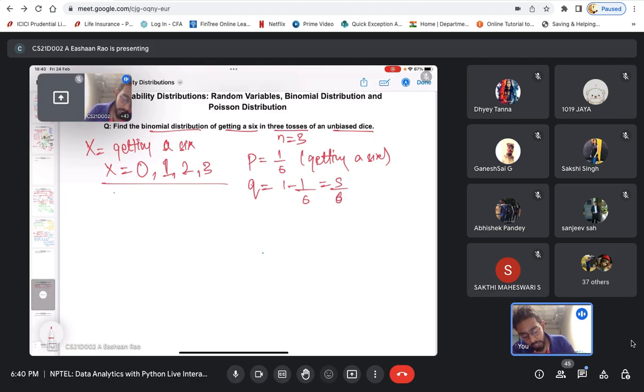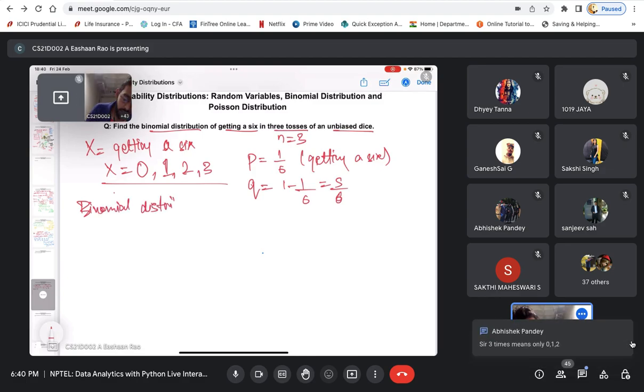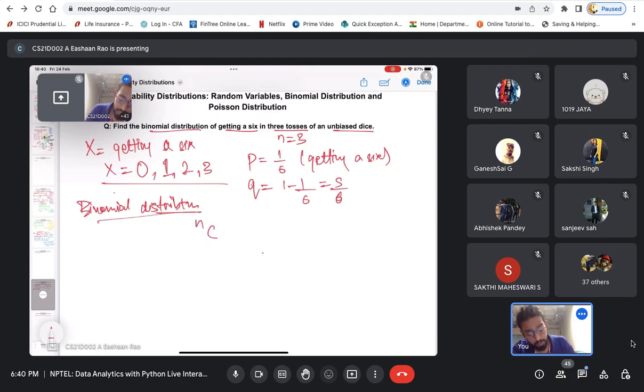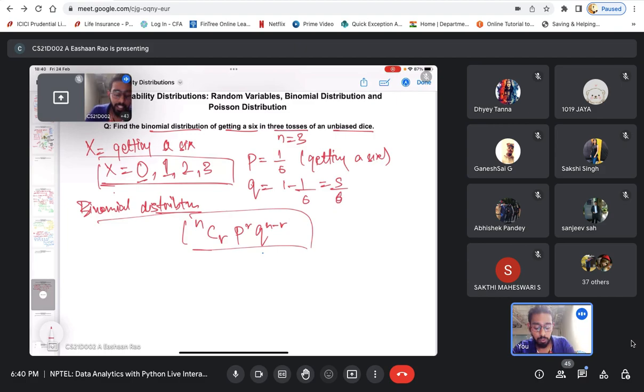So usually in a binomial distribution, I will have the formula for the probability as nCr p raised to r, q raised to n minus r. So this is the formula we are going to use. For all these 4 scenarios, that is, I'm not getting a 6 on any of the tosses, I'm getting at least 1 six from 3 tosses, I'm getting 2 sixes in 3 tosses, or I'm getting 3 sixes from all the 3 tosses, we have to calculate all these values.